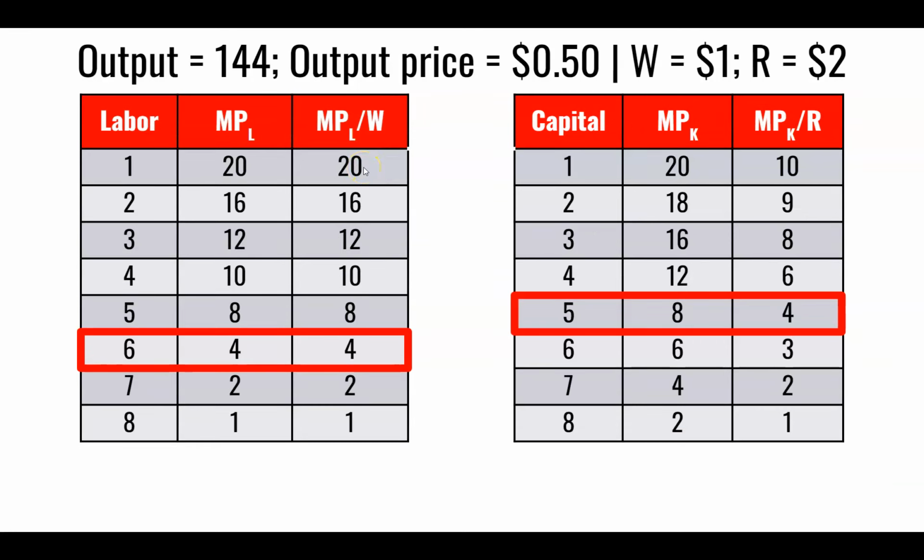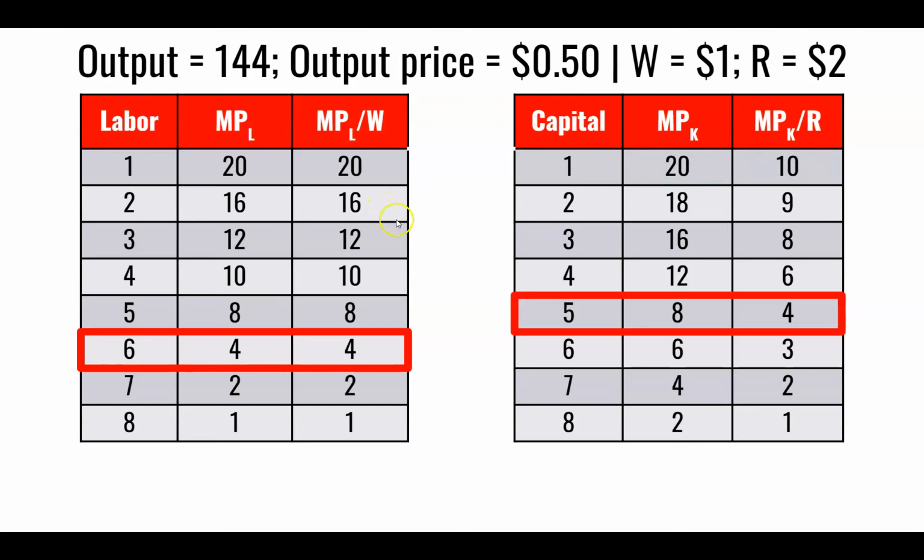So then I have to decide, do I hire my first worker or do I hire my first unit of capital? I get 20 units per dollar spent on labor. I only get 10 units per dollar spent on capital, so I'll hire my first labor. Then, do I hire my second worker or my first unit of capital? I see the marginal product per dollar for the second unit of labor is 16. That's greater than 10, so I'll hire another worker.